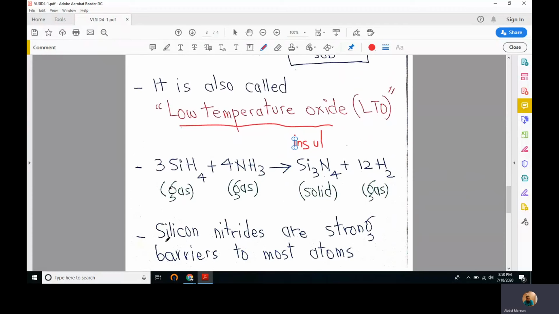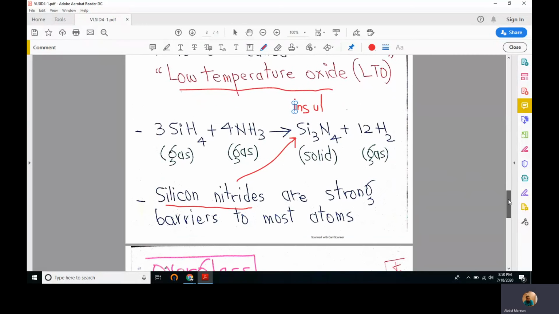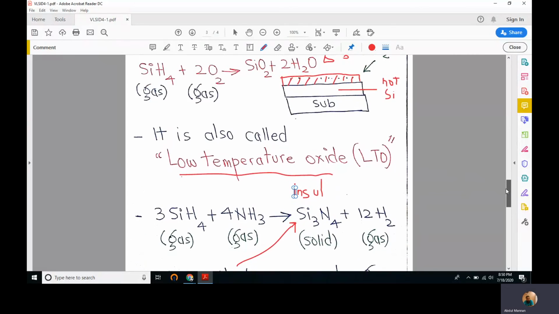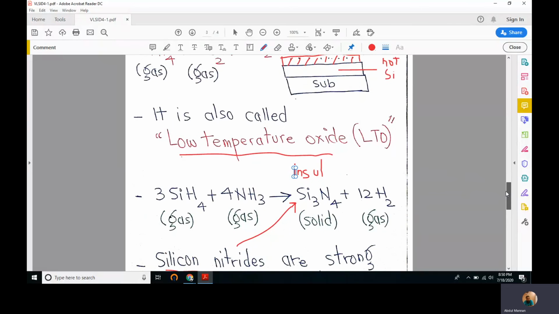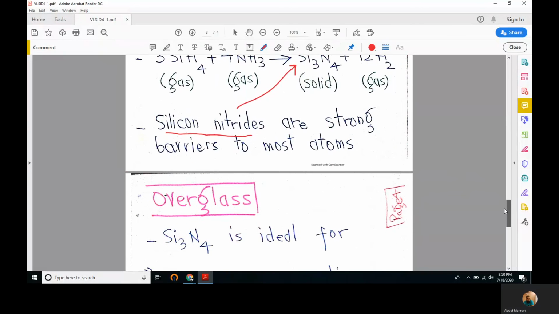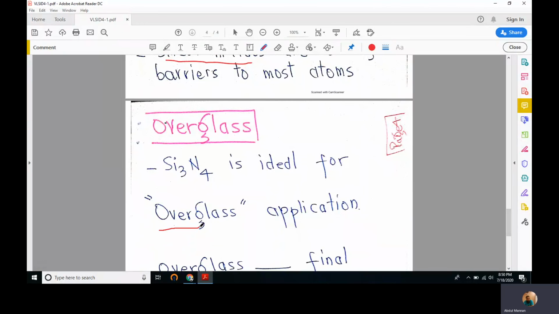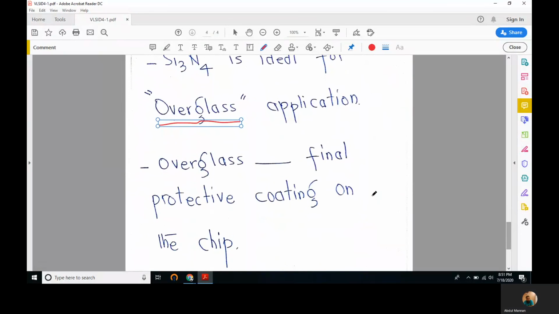Silicon nitride, Si3N4, is a strong barrier to most atoms, even stronger than silicon dioxide. So in many cases they are better insulators than silicon dioxide. What is their application? Silicon nitrides are ideal for overglass applications. Overglass is a kind of plastic coating that is used on the outer side of the chip.